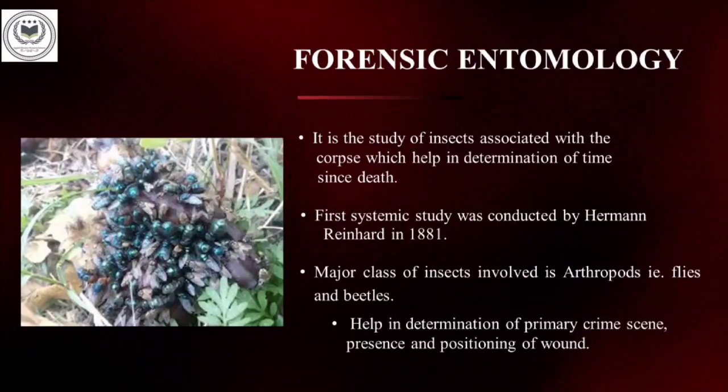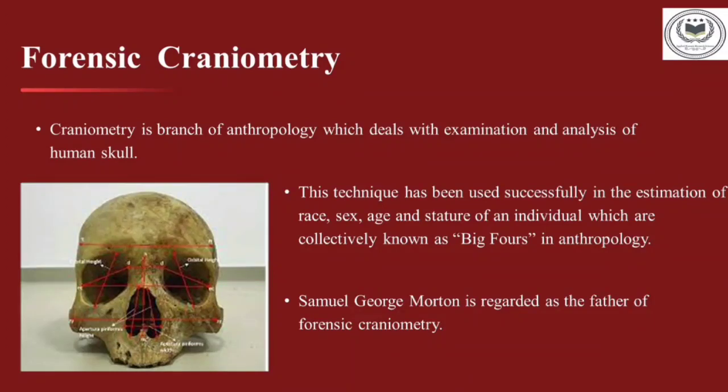It also helps in determination of the primary crime scene and the presence and positioning of any wound on the corpse. Craniometry is the branch of anthropology, and as the word suggests, it is related to the cranium, which means the bone inside the head. Craniometry is used in forensic science to gain information about an individual in cases where a human skull is identified. The process of identification of a human skull involves identifying firstly the species, followed by the sex, age and race of the individual.